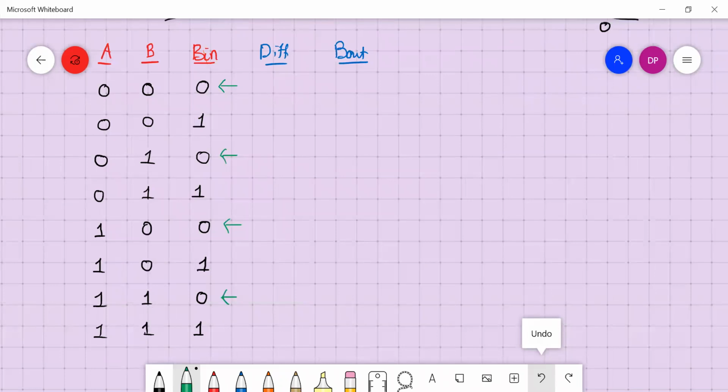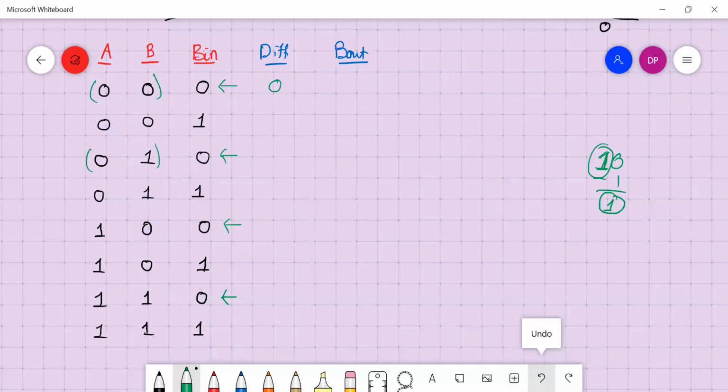So if previous borrow is 0, what will be the difference? The difference will be among these two numbers, without adding any value to it. So it will be 0 minus 0. The answer will be 0. Now 0 minus 1. What is the answer? You have to take a borrow in order to carry out this subtraction. It will be 10, 2 minus 1. The answer will be 1. Difference is 1 and borrow is also 1.